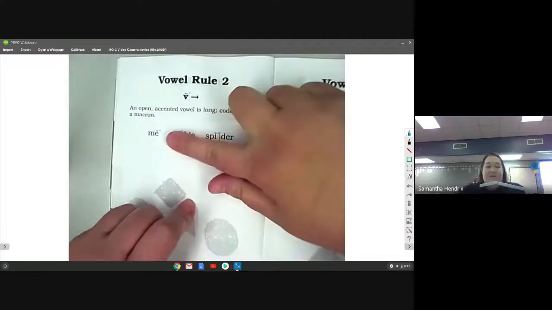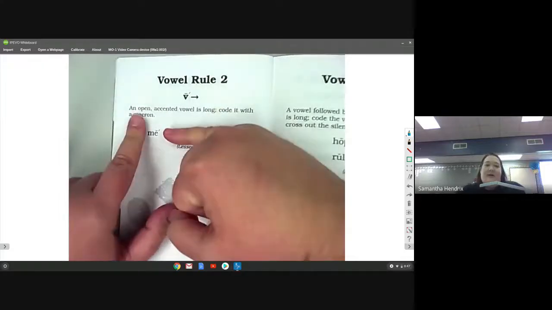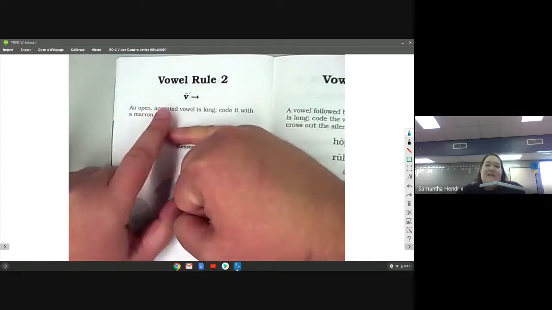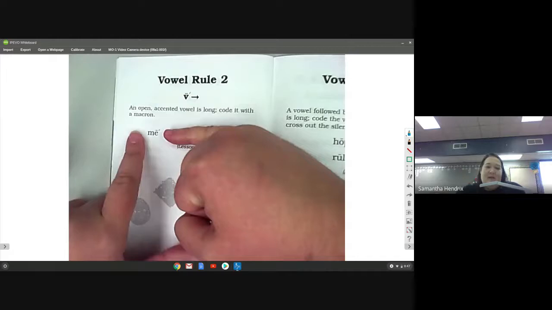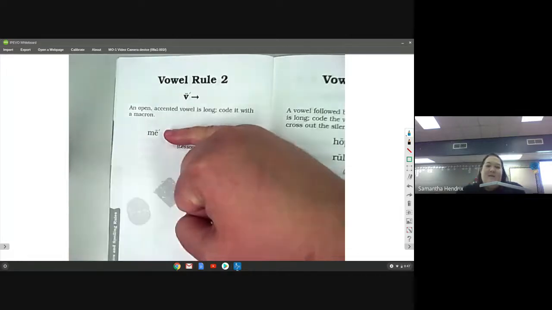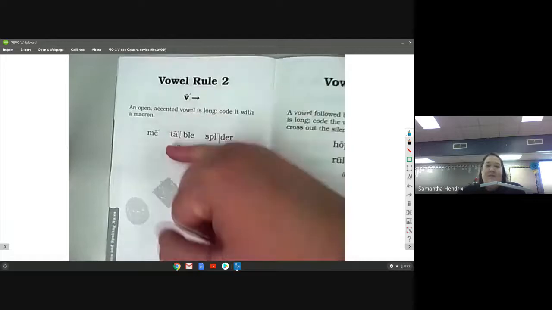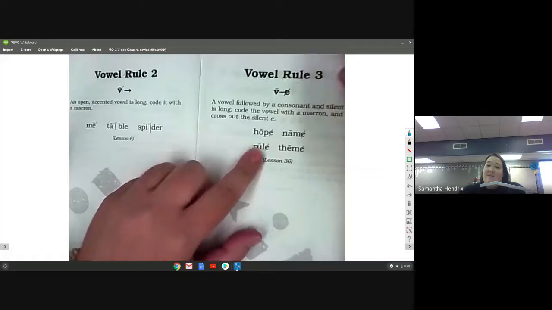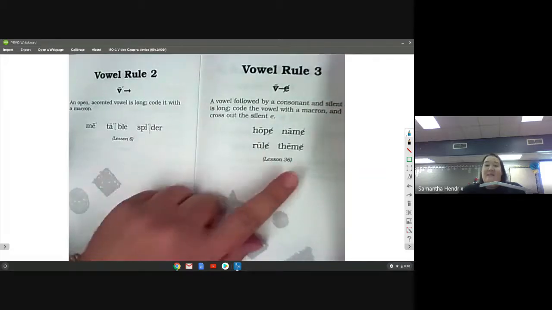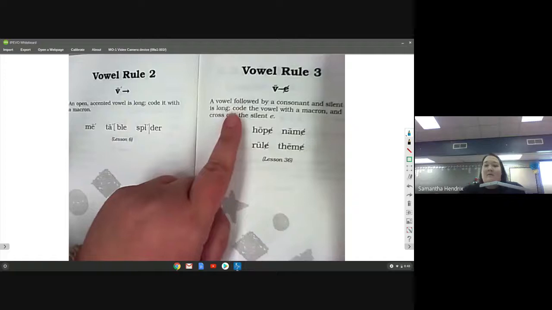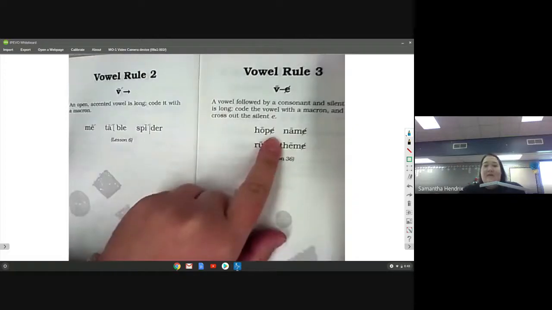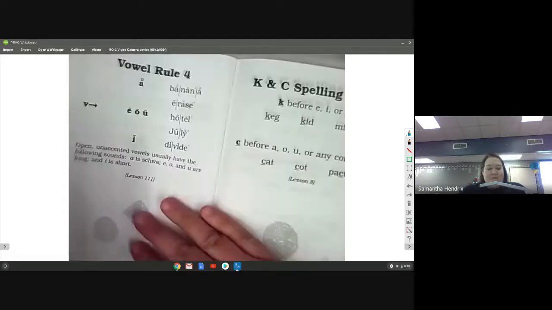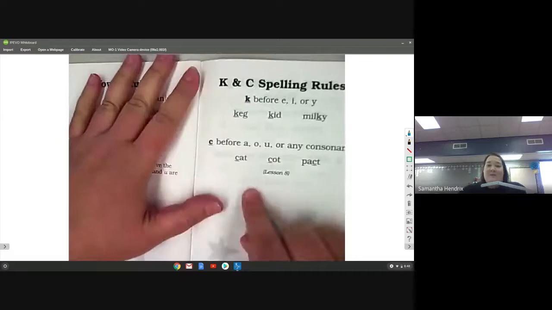We didn't talk about these two yet, but a vowel that's open, meaning not followed by anything. An open accented vowel is long, code it with a macron. Me. Okay. Lesson 6, we'll learn those later. We have not done silent E yet, but most of us should know the silent E. That's lesson 36. That's a long way away. But we know silent E, we don't say the name, and it makes the vowel say its long name. We haven't done that one yet. This one, we did this one.